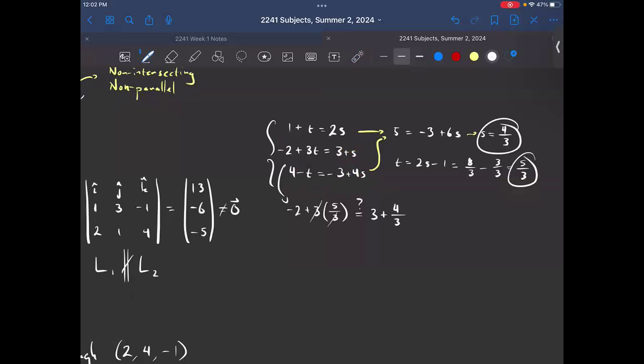So 3 cancels with 3. That gives me a 3 on the left side. And here I get 9/3 plus 4/3. That is 13/3, and these are not equal. So there is no solution, and thus L1 does not intersect L2. This is how you say that: L1 intersect L2 is equal to the empty set. There are no points if you try to intersect those.